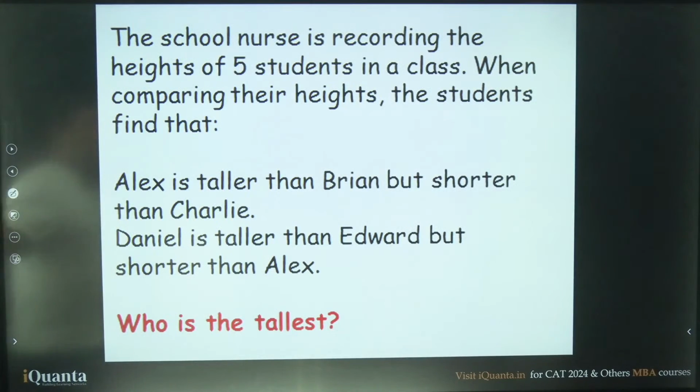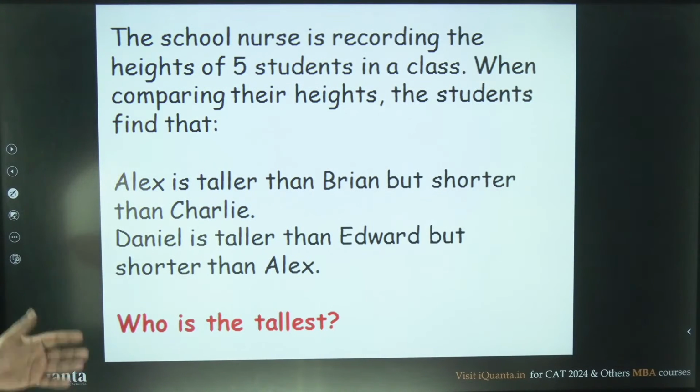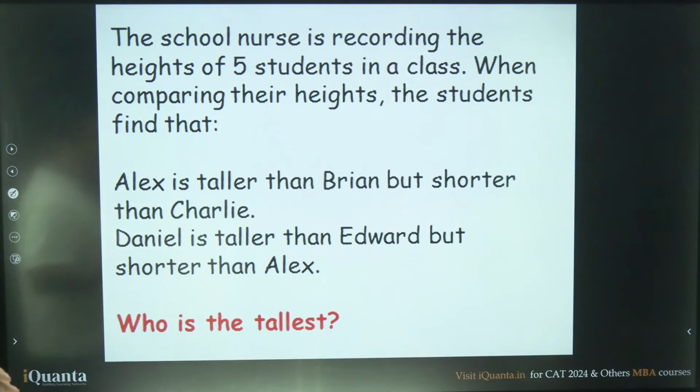Next one. The school nurse is recording the heights of 5 students in a class. When comparing their heights, the students find that Alex is taller than Brian, but shorter than Charlie. Daniel is taller than Edward, but shorter than Alex. Who is the tallest? No, Manu, there will be only one answer.